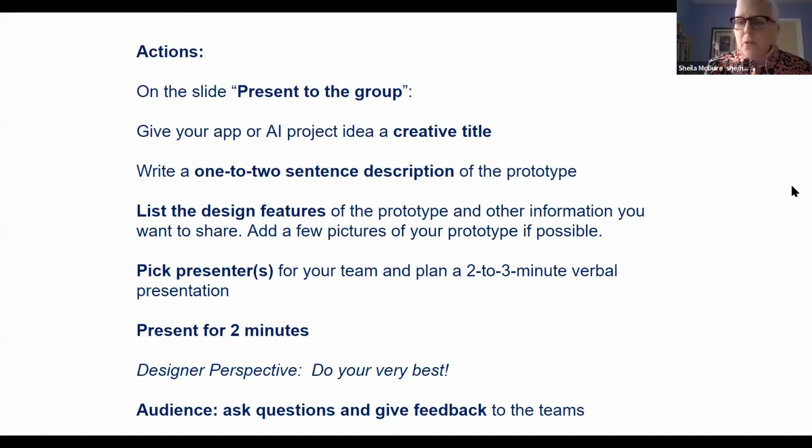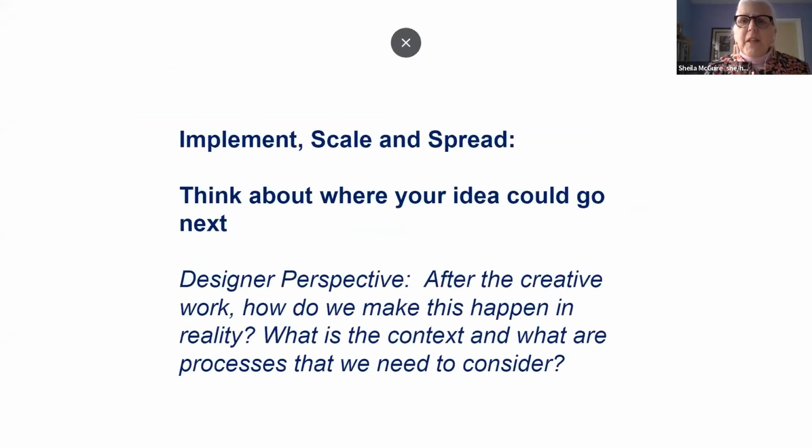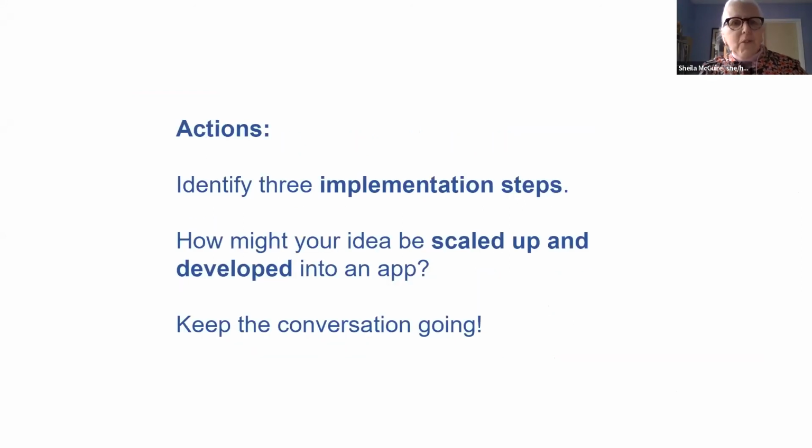And just so we can think about the next steps, I won't be here to know what you're doing with them, but it's kind of fun for you to now think about. You have the beginning ideas for your apps. You're going to continue to refine them. And then think about what's next, where your idea could go after you've done all of this thinking. Now, how do you make it happen in reality, right? You've already started that. What is the context? What processes do you have to consider next?